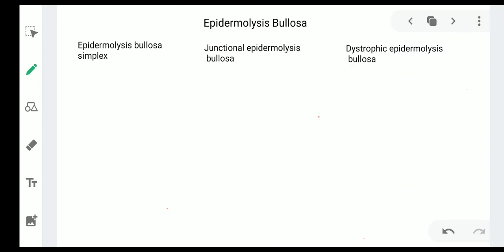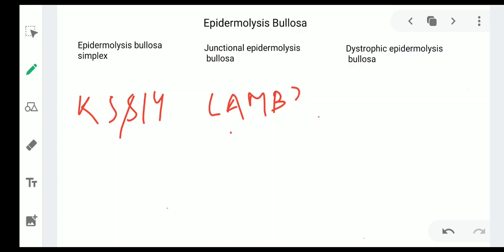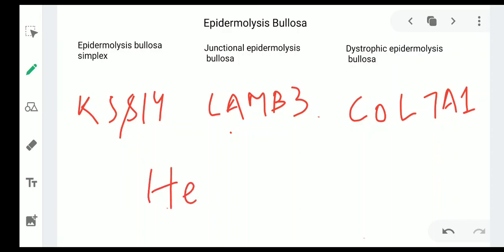Now, coming to the etiology, epidermolysis bullosa is thought to be due to mutation of a gene. In the first type, it is due to mutation in keratin 5 and 14. In the second type, it is due to mutation in the gene LAMB3. In the last form, it is due to mutation in the gene COL7A1.